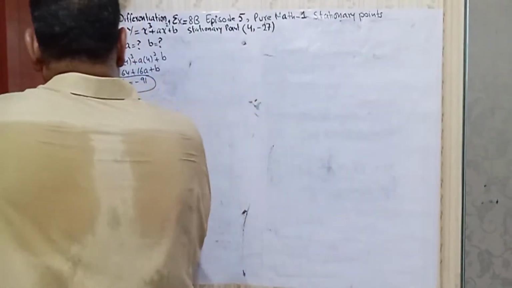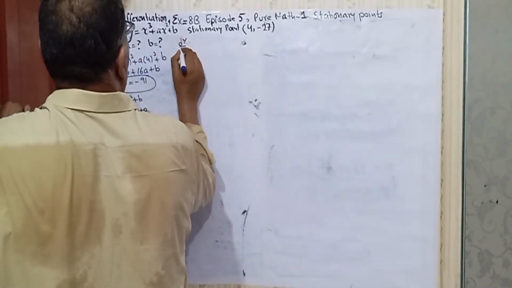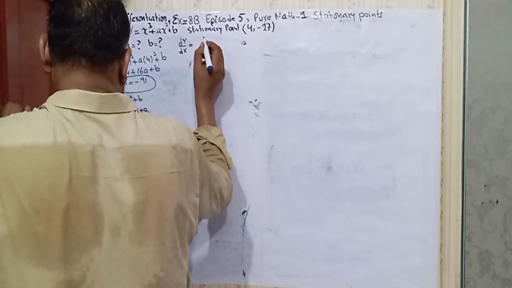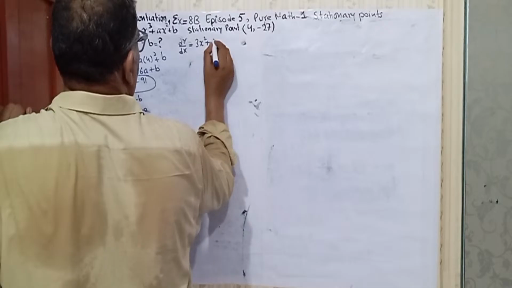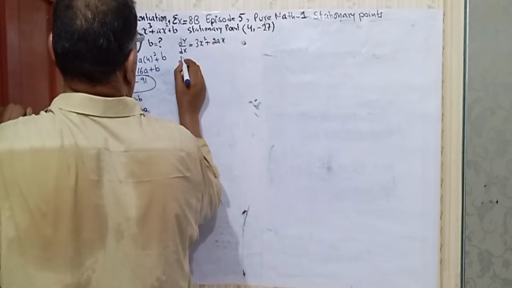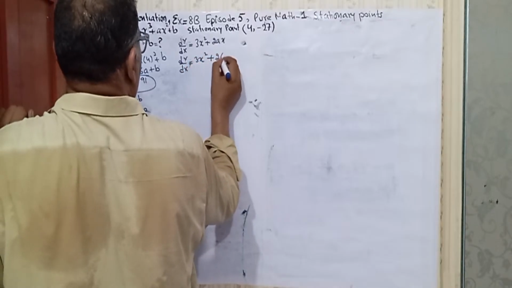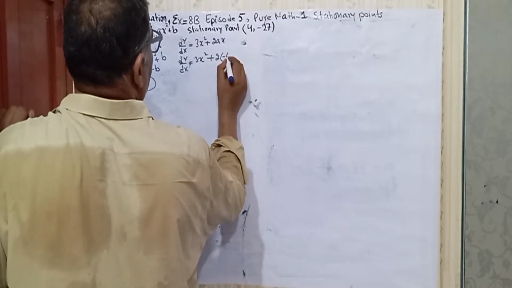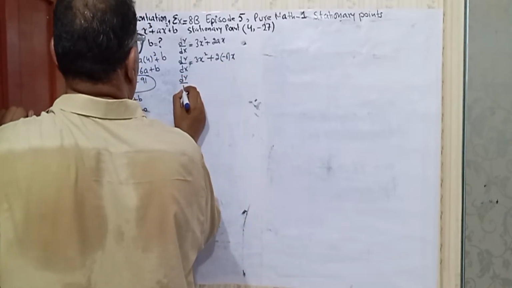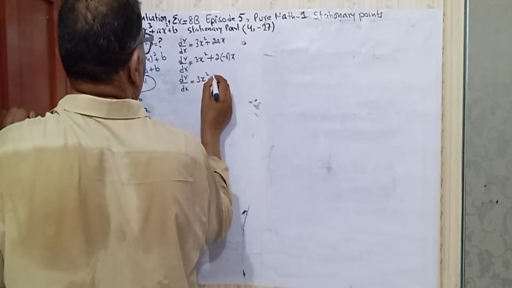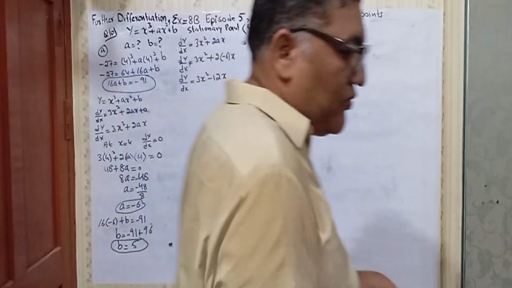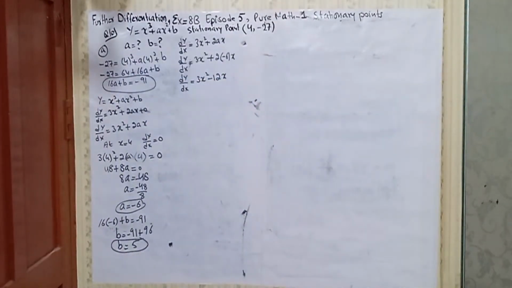You see, I know the derivative dy by dx is equal to 3x squared plus 2ax. I know the value of a. What is that value? Minus 6, into x. So dy by dx will become 3x squared minus 12x. I have put the value of a in the expression of dy by dx. So now the expression for dy by dx is 3x squared minus 12x.